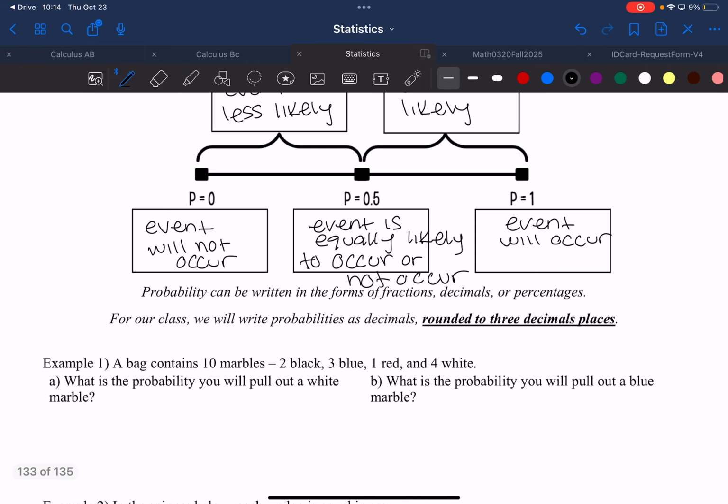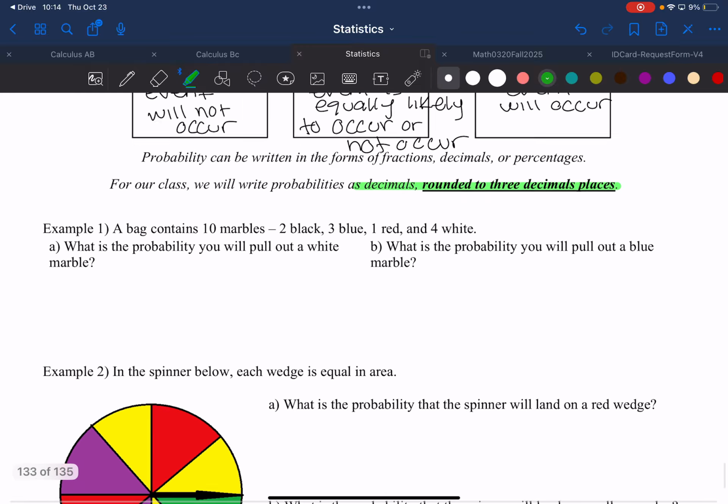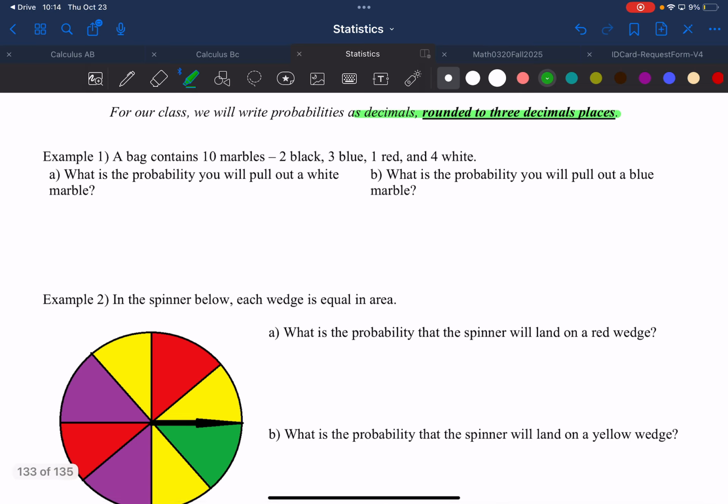Probabilities can be written in forms of fractions, decimals, or percentages. For this class, we want to round them into decimals of 3 decimal places. Okay. So the first example says a bag contains 10 marbles, 2 black, 3 blue, 1 red, and 4 white. What is the probability that you will pull out a white marble?